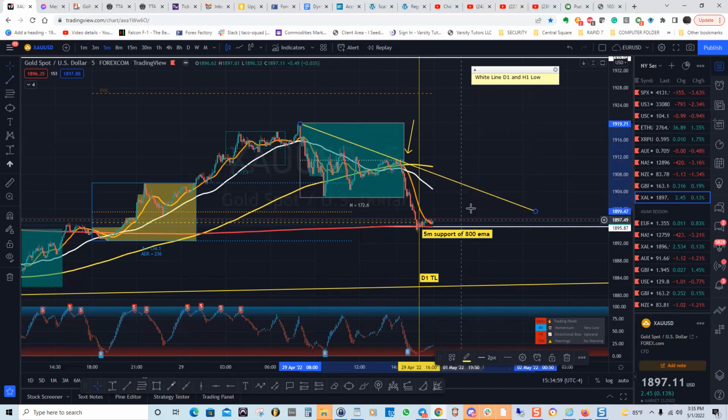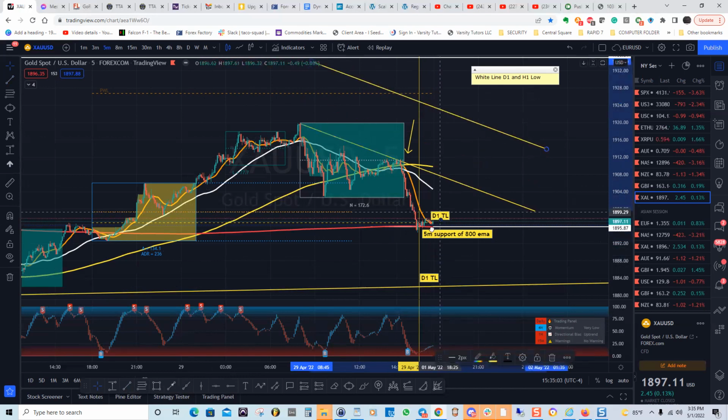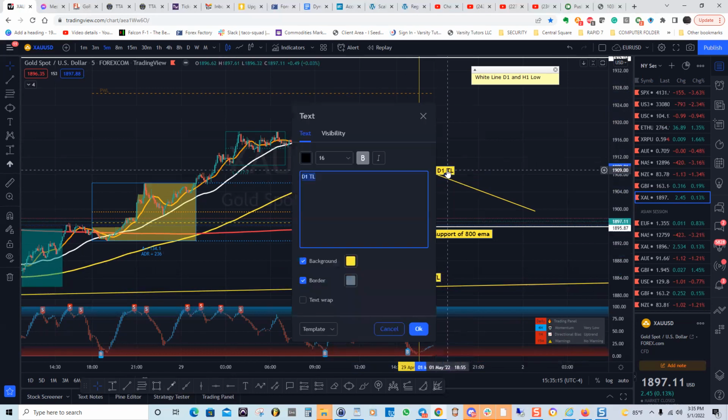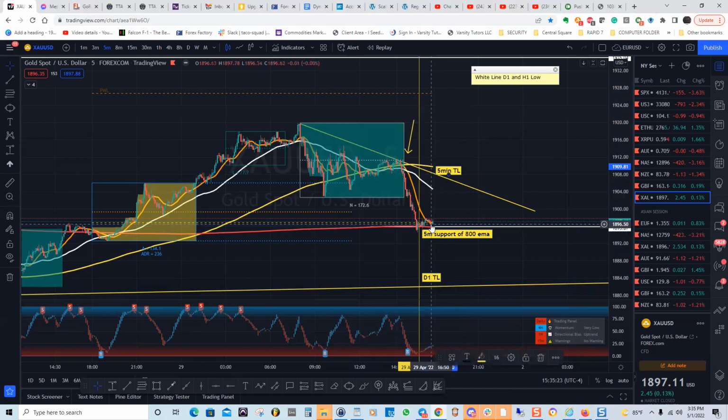So now this is a 5-minute trend line. Okay, so hold on. This is a 5-minute trend line here. So it's still in a downtrend. So what I would do when the market opens up at 6 is, there's a couple things you can do.